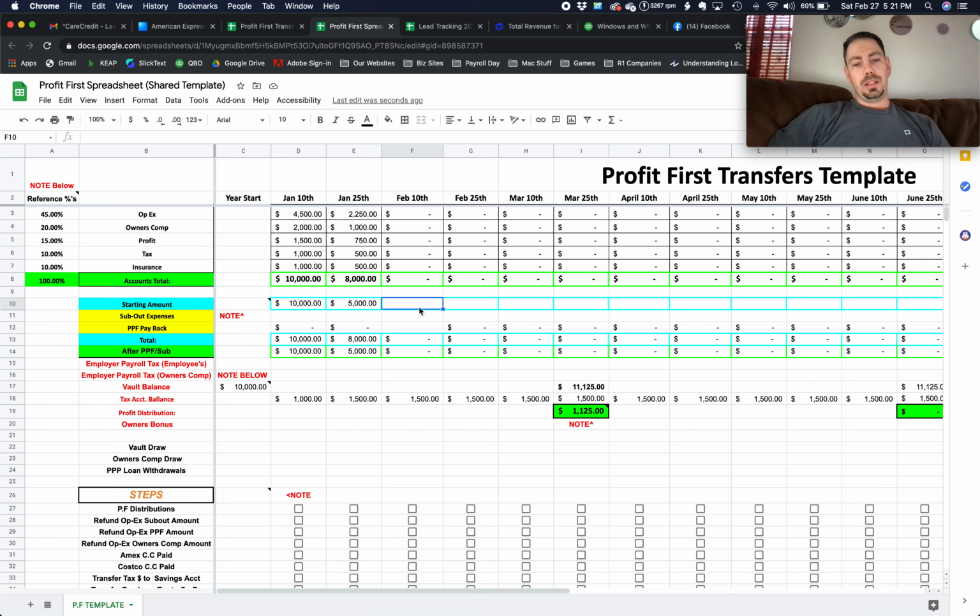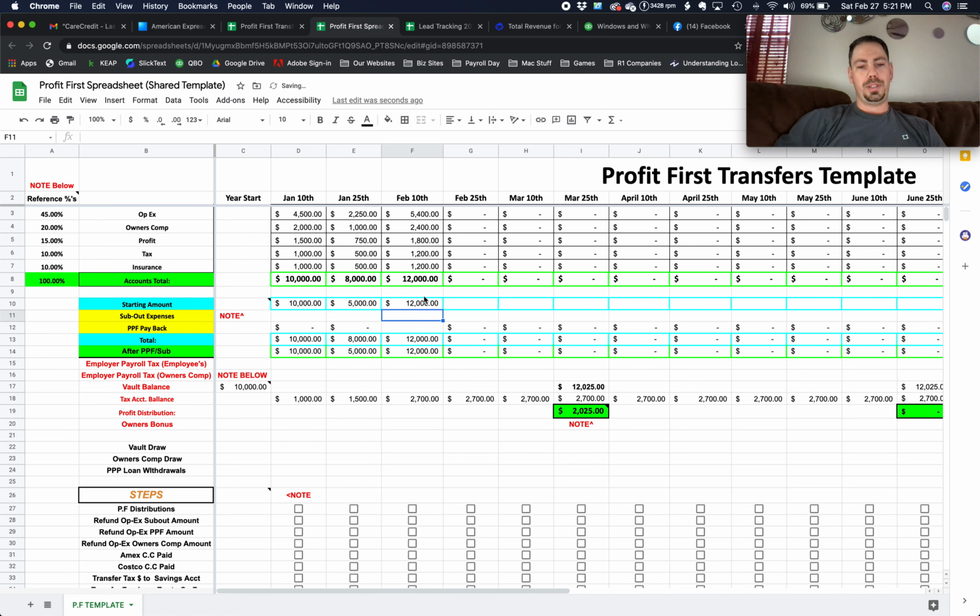So, the 10th comes around, I'll look at my income account, and whatever amount you've got in your income account, put it into here. So let's say we got 12 grand that we made the last couple of weeks. We're going to put that there. It will then do all the math for you, showing you what your distribution percentages will be. Now you'll see below here, I have a couple of expenses that I pull out first.